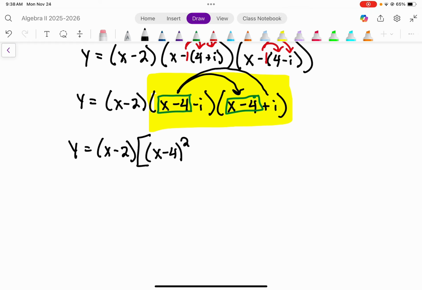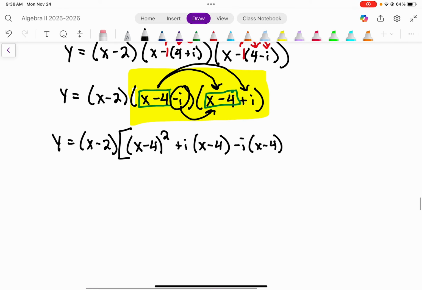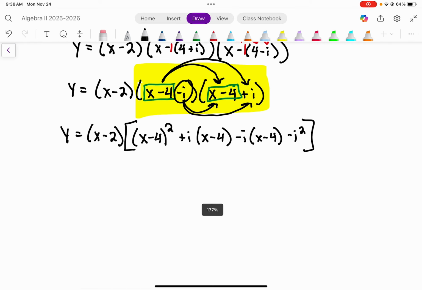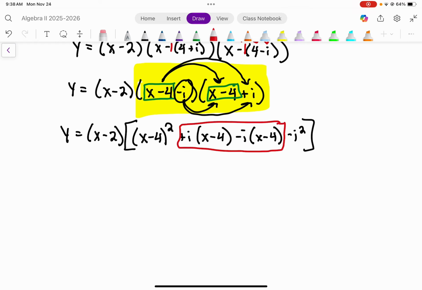And then we have an x minus 4 times a positive i, so we'll have plus i times x minus 4. And then we have a negative i times x minus 4. And then negative i times a positive i, which is minus i squared. Okay, so the reason I had us do that is because now we have a plus i times x minus 4 and a minus i times x minus 4, which is 0. So those two will cancel each other out, leaving us with the x minus 4 in parentheses squared minus i squared, which we know switches to a negative i, so it would be a plus 1.